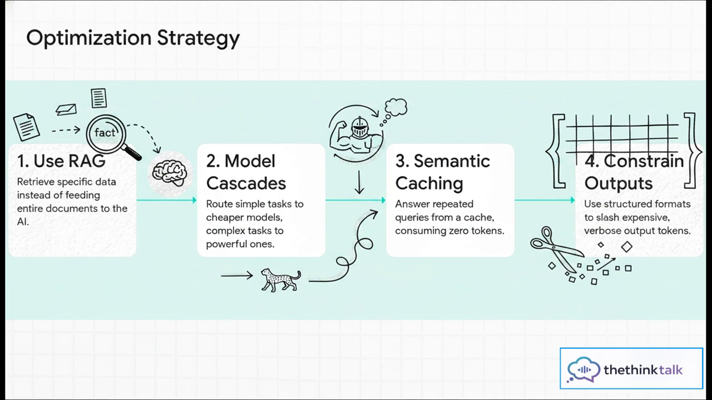Third, there's semantic caching. This is like giving your AI a memory. It remembers the answers to common questions so you don't have to pay for the same answer over and over. And finally, constrain outputs. This is super important. You just tell the AI exactly how to answer. Be concise, use this format, and you'll slash the cost of those expensive output tokens.